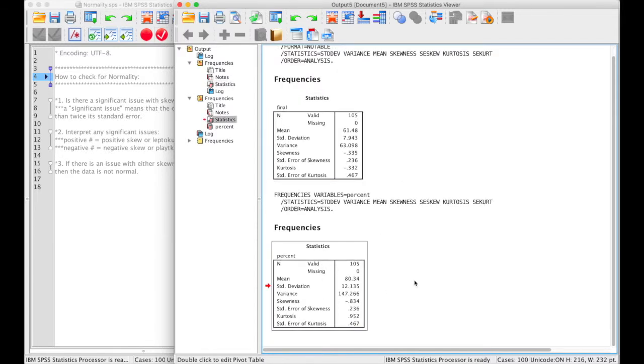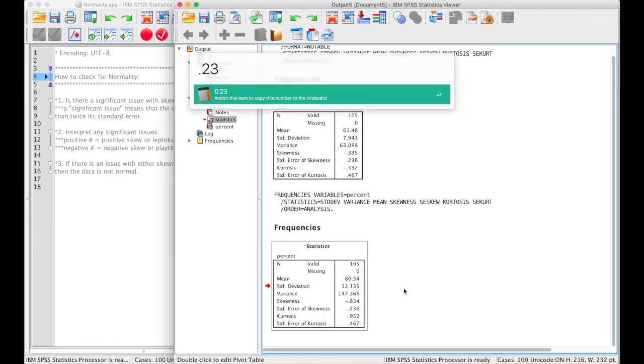In the next example, we have final percent grade in the course. And again, we can use the same method. First I'm going to do skewness and do the standard error of skewness times 2. You can see that the coefficient of 0.834 is larger than twice its standard error, which means that there is a significant issue with skew. At this point, you don't have to worry about whether it's negative or positive. You're just looking at the magnitude, or how big the number is. Because 0.834 is larger than 0.42, there's an issue with skewness.